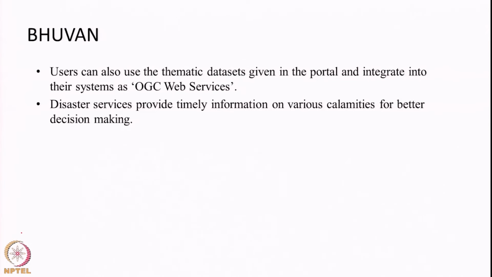As I told you earlier, in the Bhuvan portal, users can also use the thematic data sets and integrate them into their systems as OGC web services, that is, Open Geospatial Consortium web services. Whatever data is there, we can use it in our own applications. I may have some software running in my computer and may not be able to download all the data, but I can just take a link where my software will work with the data along with my own data sets, combine everything, and do an integrated analysis.